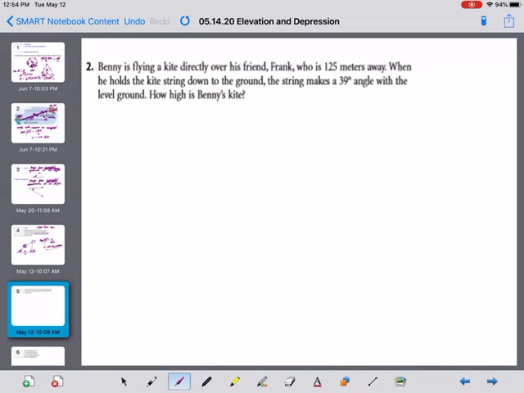Okay, let's do another one here. At any point, pause, try it, and then check. Benny is flying a kite directly over his friend Frank, who is 125 meters away. When he holds the kite string down to the ground, the string makes a 39-degree angle with the level ground. How high is Benny's kite?